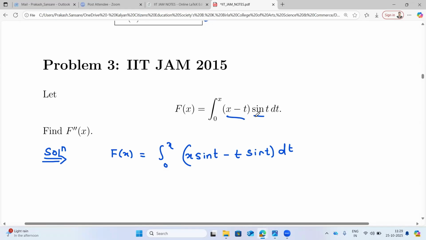They are also Riemann integrable. So we can definitely distribute this integral inside. If I take this integration inside, this will be integral 0 to x x sine t dt minus integration 0 to x t sine t dt.